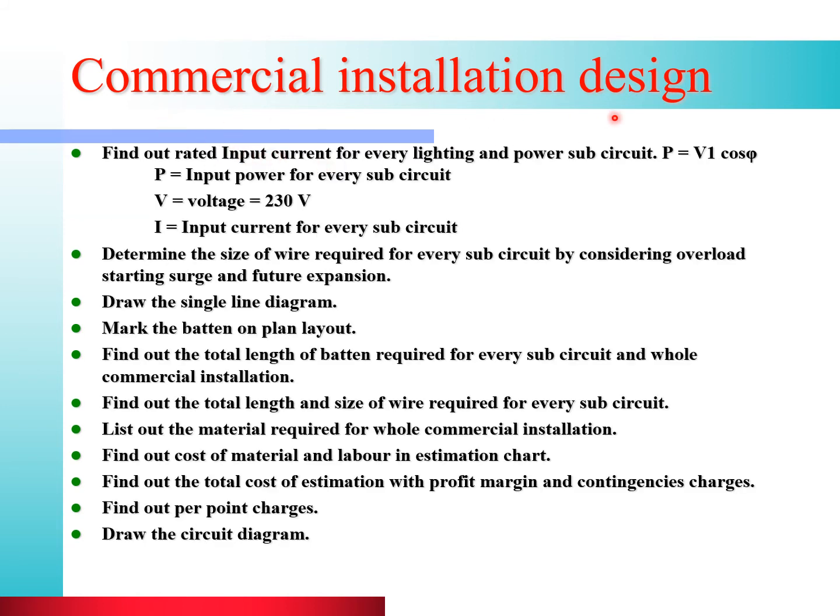Next step in commercial installation design is to find out the rated input current for every lighting and power subcircuit by using the formula P is equal to V I cos phi, where P is the input power for every subcircuit, V is the voltage that is taken as 230 volt, and I is the input current for every subcircuit. By using this formula, you can calculate the input current.